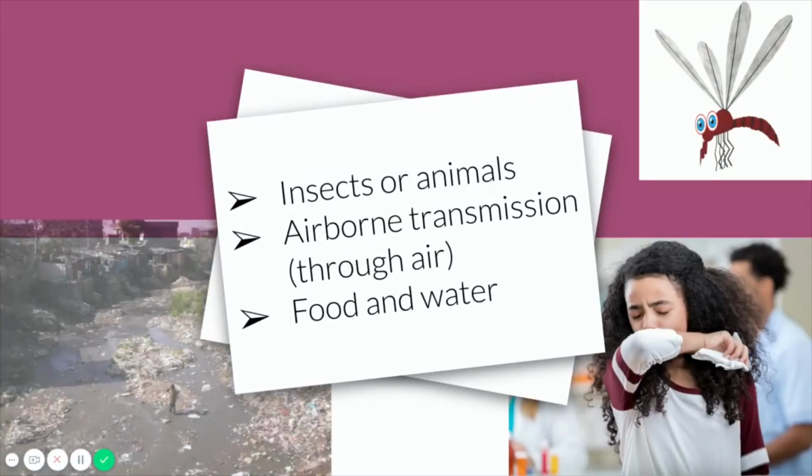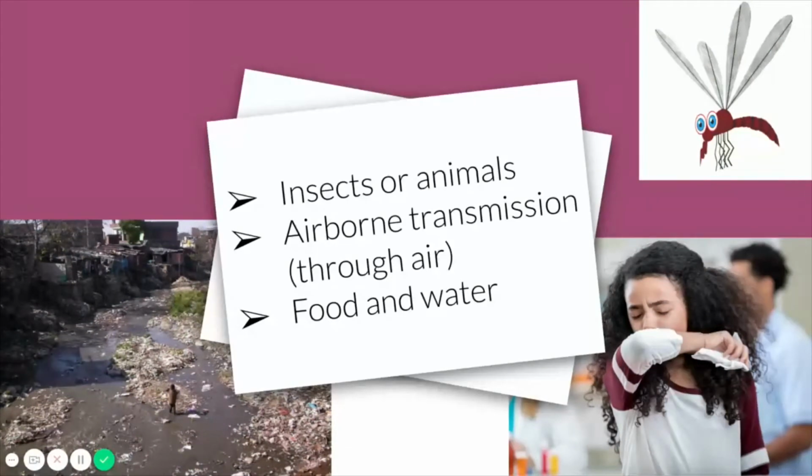And another way diseases might spread is through food and water. Some diseases can spread through infected food or water like we talked about. Examples of this include cholera and typhoid fever.